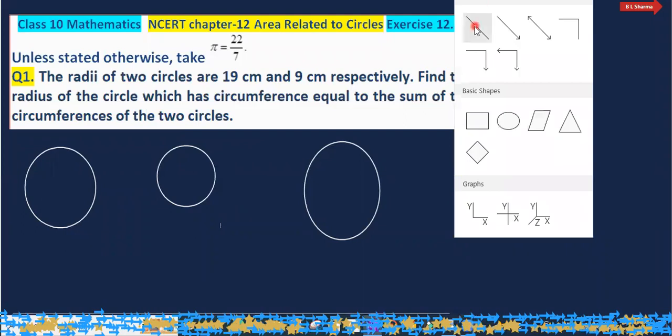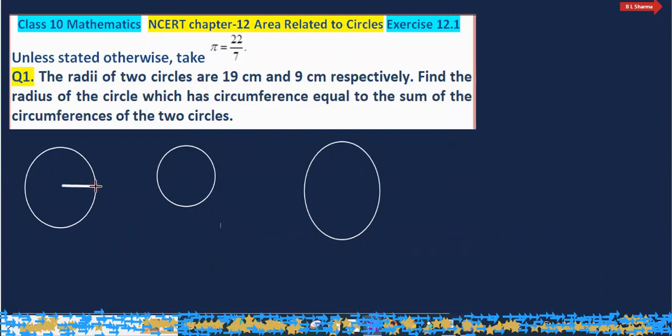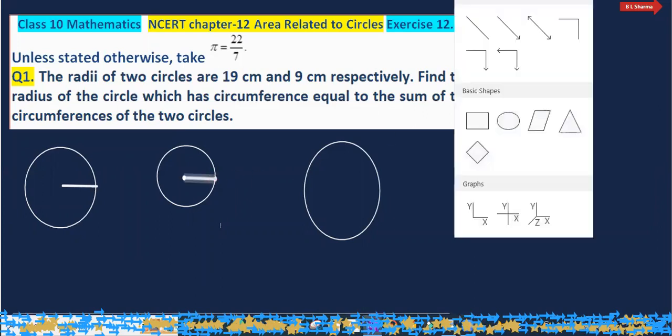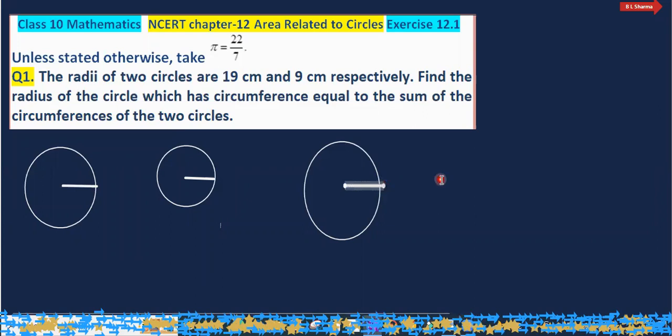Students, here you can say that let the radius of this circle is r1, and let the radius of the resulting circle is r. ये दो सर्कल है, इसका रेडियस r1 है, इसका रेडियस r2 है. अगर इन दोनों सर्कल के सर्कमफ्रेंस के इक्वल इसका सर्कमफ्रेंस है तो इसका रेडियस फाइंड आउट करिए.